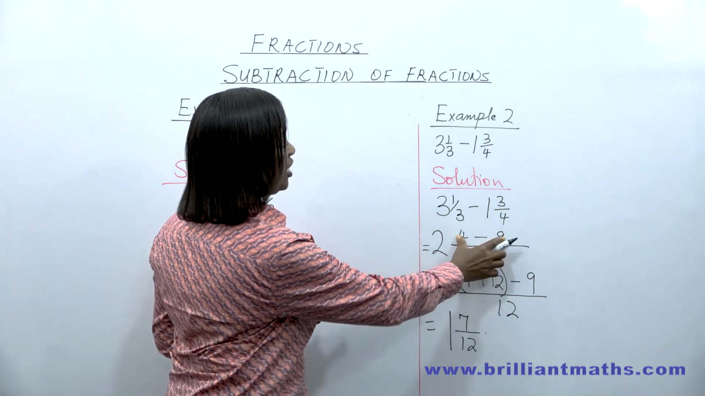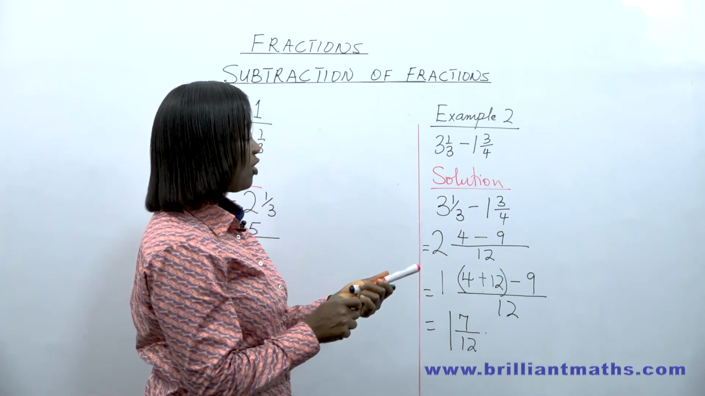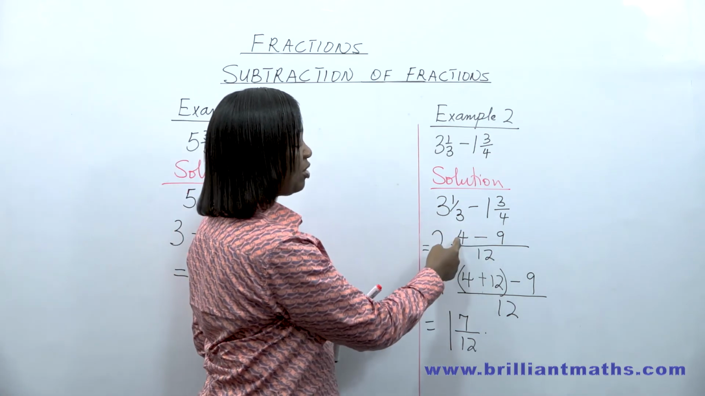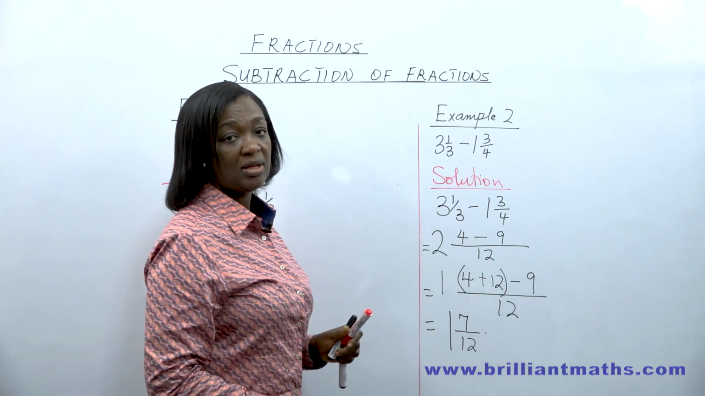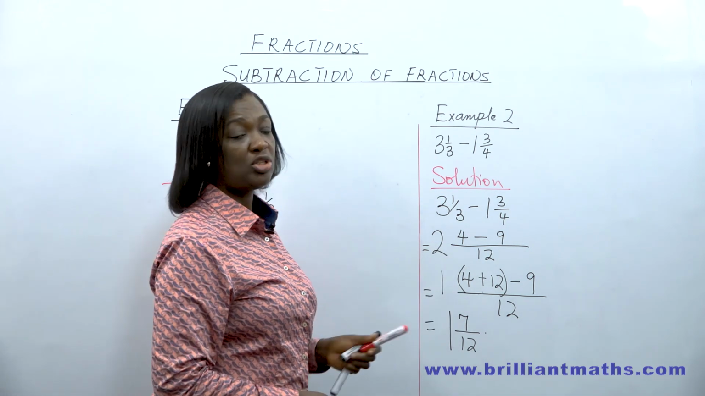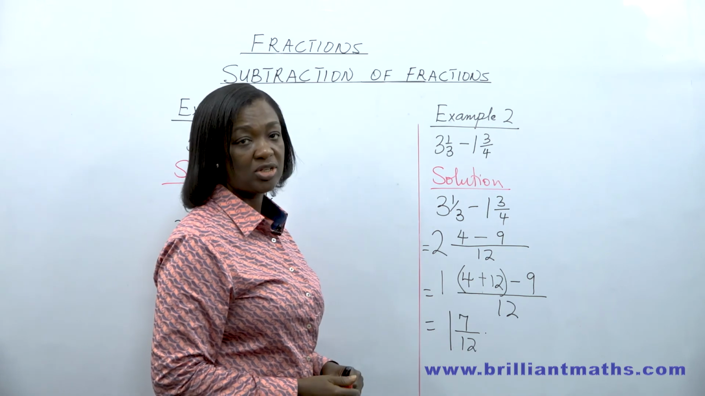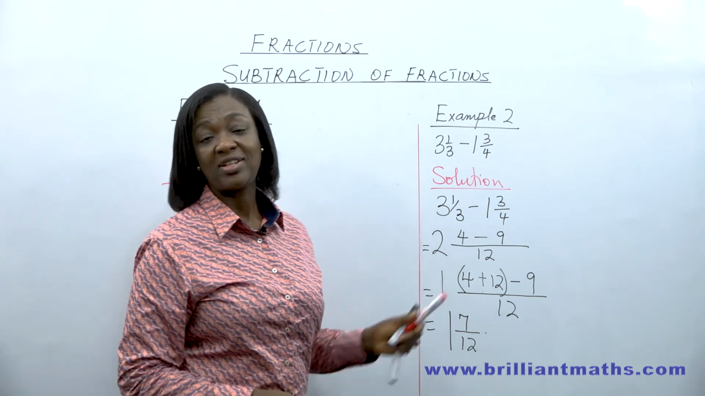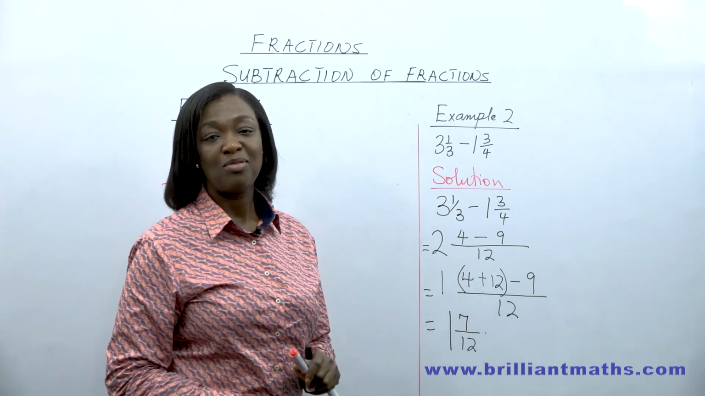This was what I wanted you to take note of, where you have to subtract a bigger number from a smaller one. Because you have to do that, you need to borrow from the whole number to be able to effect the subtraction. So take note of that and practice some more from Brilliant Maths Module 2.